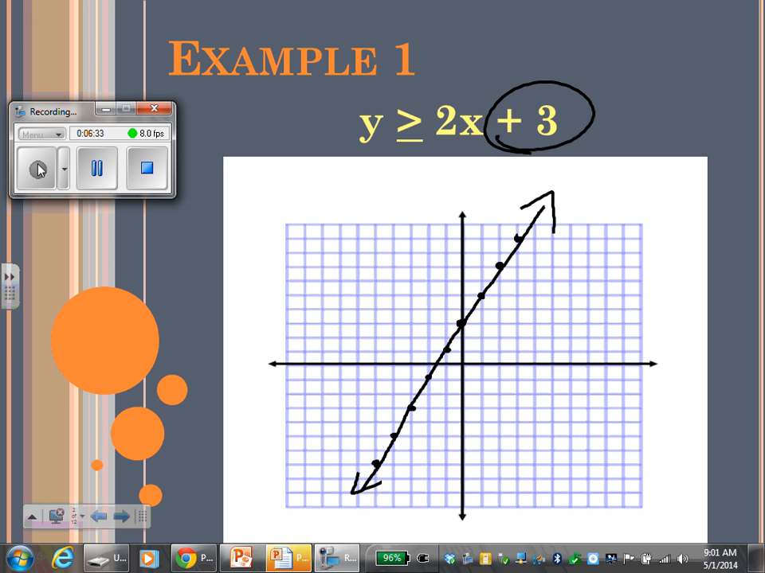0, 3. Everybody agree? 0, 3. Which one's x? Which one's y? Okay, so let's put a 0 for x. So here you go, and a 3 for y. 2 times 0 is 0, and 0 plus 3 is? 3. Aha! Doesn't it make it equal? Yeah. It makes that side equal to that side. The points on the line, any of those points will make it equal.